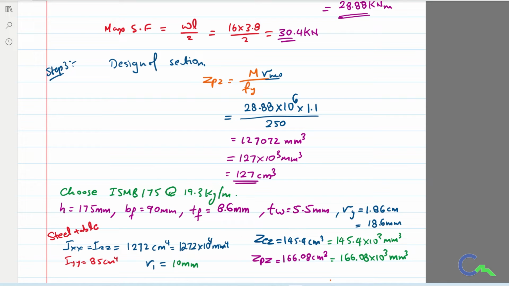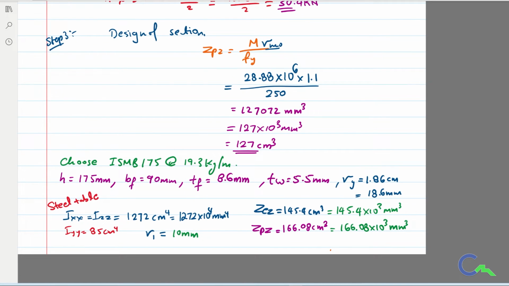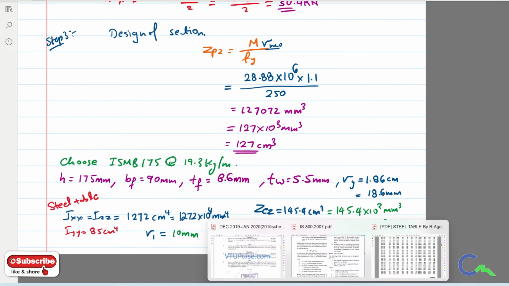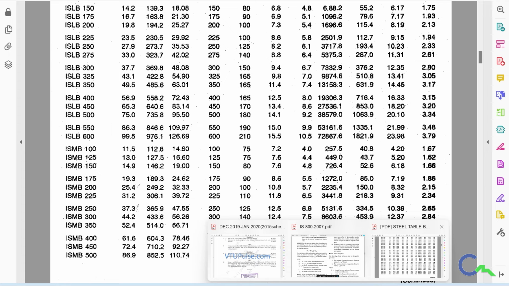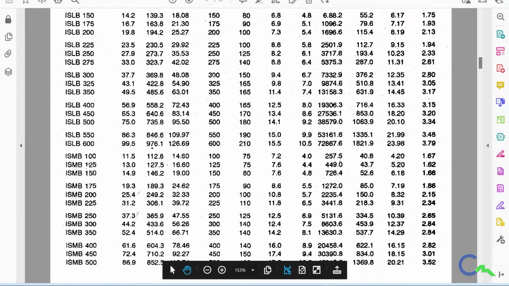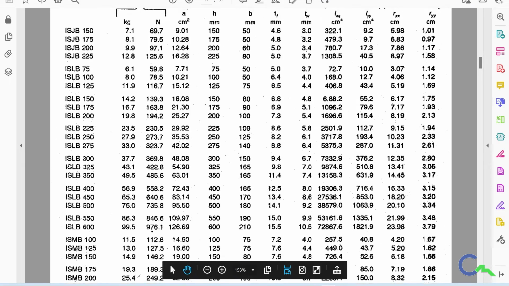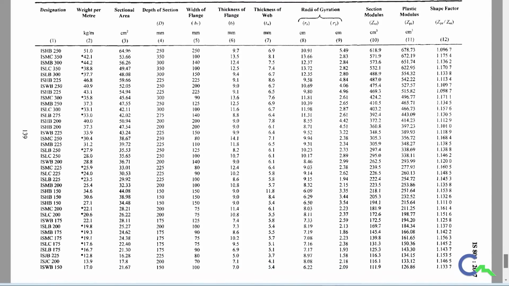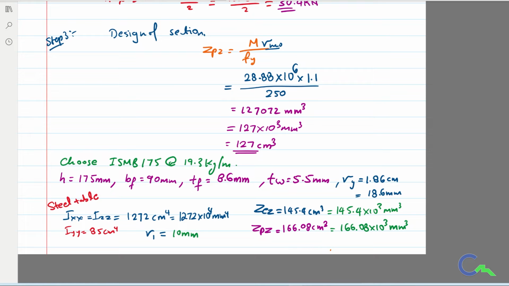So I will get it as 127 centimeter cube. Now the next step, I have to choose one section which is having ZP value more than 127 centimeter cube. So if you refer to the steel table, also you can refer, as I said, annexure H. Yeah, here we have the annexure H. So the design ZP value required is 127.